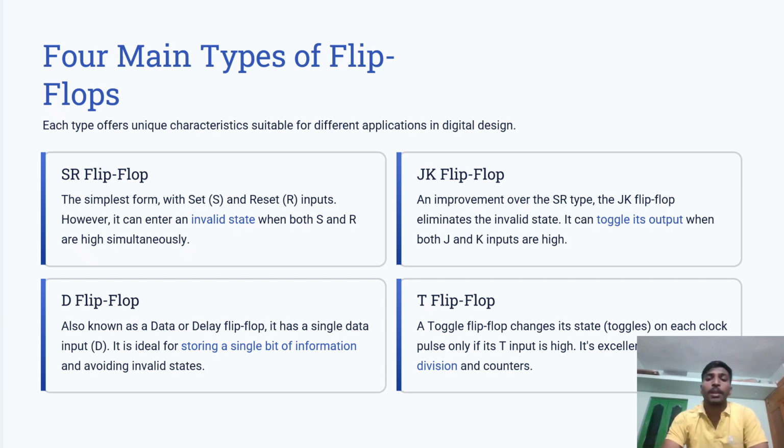JK flip-flop, an improvement over the SR type. The JK flip-flop eliminates the invalid state. It can toggle its output when both J and K inputs are high. D flip-flop, also known as data or delay flip-flop. It has a single data input D. It is ideal for storing a single bit of information and avoiding invalid states.